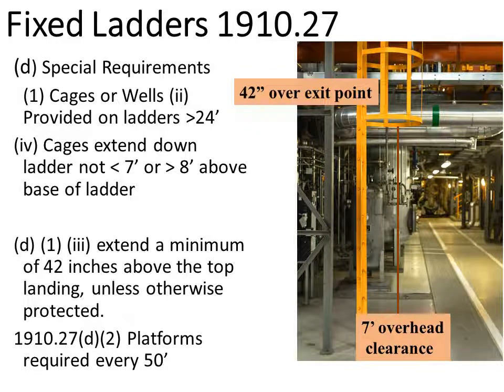Fixed ladders, again, you need to have that 24 inches over the exit point where the cage or the ladder side rails extend so people can climb onto and off of the ladder and not free step through it. As well as for every 50 feet you need to have a platform. And if there is a ladder cage, it should start between 7 and 8 feet above the base of the ladder so people can walk under it and not bump their heads.